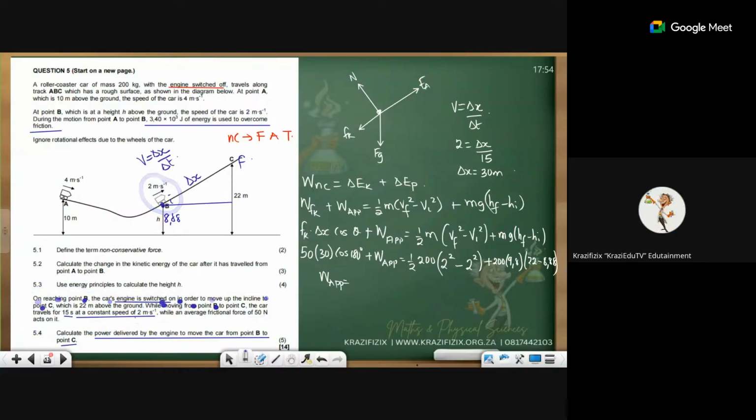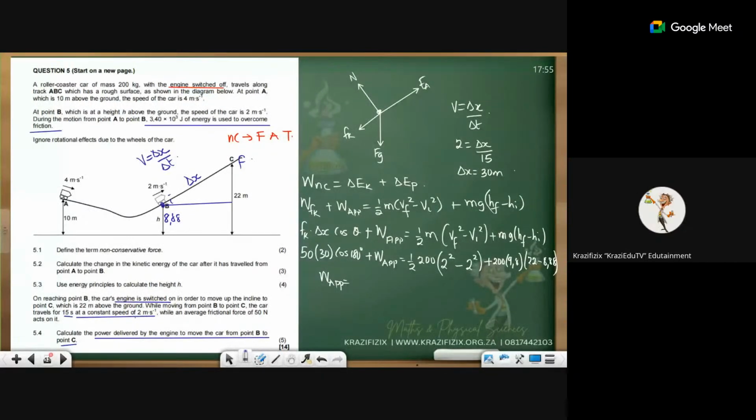While moving from point B to C, the car travels for what? 15 seconds, at a constant speed of what? 2 meters per second. That means it maintains 2 meters per second throughout. Okay. Thank you, sir. That's where the 2 comes from. So, yes, Brian? Okay, you're welcome, lady.